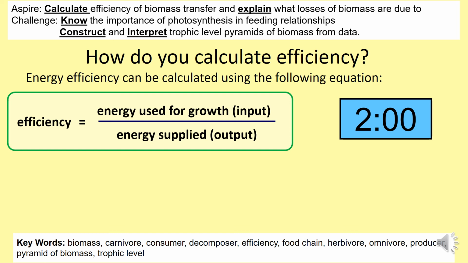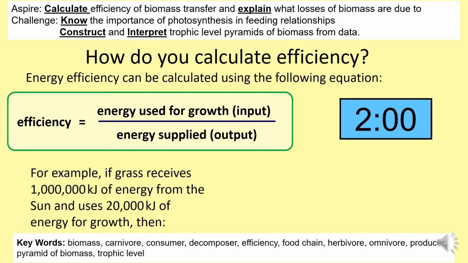Let's have an example in biology though. Remember, I'm going to give you 2 minutes to write this out. So here's an example. If grass receives 1 million kilojoules of energy, so that is our energy supplied from the sun, and uses just 20,000 kilojoules of that million for growth, then we can put that information into an equation like that.